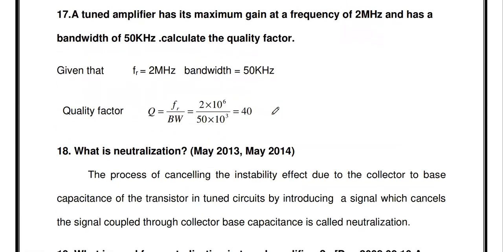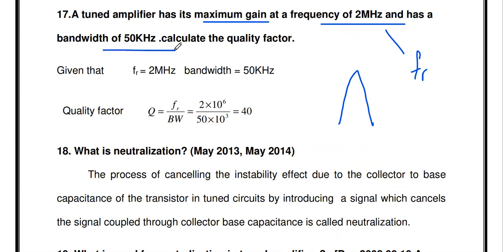Then the next question: a tuned amplifier has the maximum gain at a frequency of 2 megahertz. So what is the meaning? The tuned amplifier has its maximum gain at 2 megahertz. So this frequency is called the resonant frequency, since the amplifier produces the maximum gain at the resonant frequency. And it has a bandwidth of 50 kilohertz. Calculate the quality factor. The same thing.